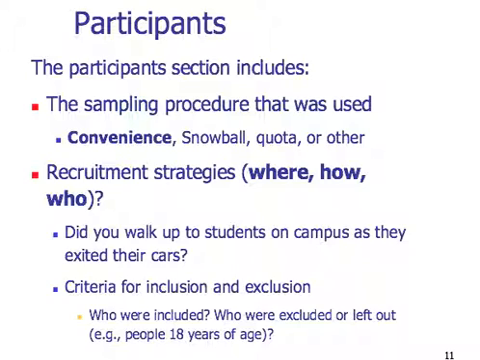You want to put your criteria for inclusion and exclusion. When you were recruiting people, who did you include or exclude? Did you know you would only accept people who were 18 and over, and you asked them right away as they were coming up from the car, for example?